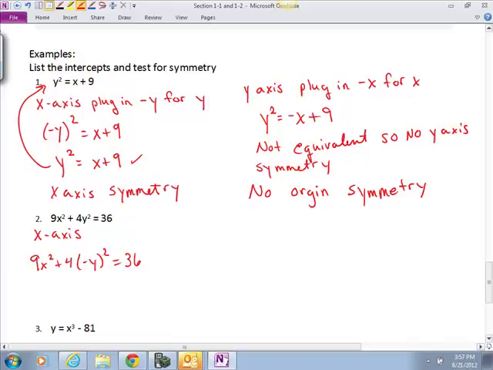And you should start to see, hey, if I square negative y, that's going to be exactly the same as just having y in there. So this equation cleans up to be what I originally started with, or the equivalent. And so yes, I have x-axis symmetry.